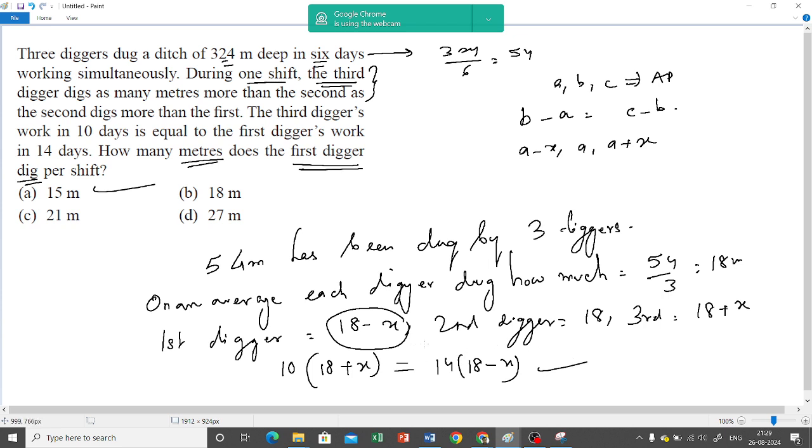That is also fine. But if you just observe a little bit, you will see that the first digger has dug 18 minus X. So the answer is going to be less than 18. And among all of these options, one has 18 and the rest are more than 18. So of course it cannot be more than 18. If the answer is 18, then X is 0. That can also not be true. So of course 15 meters is the answer, and that is the answer only.